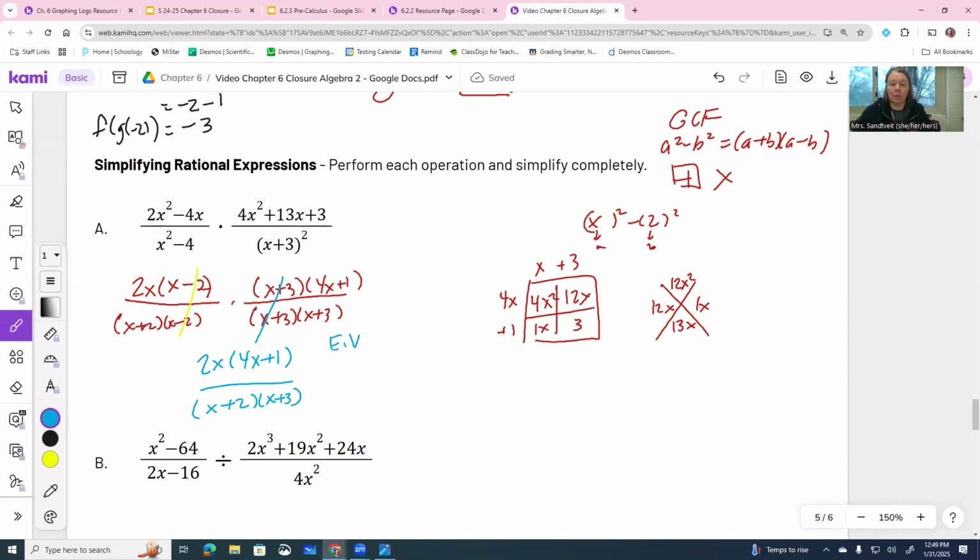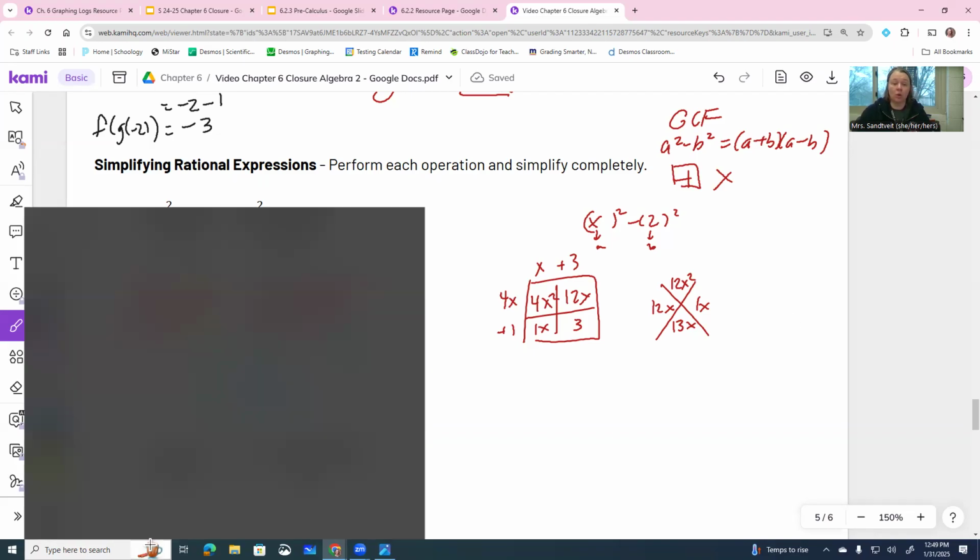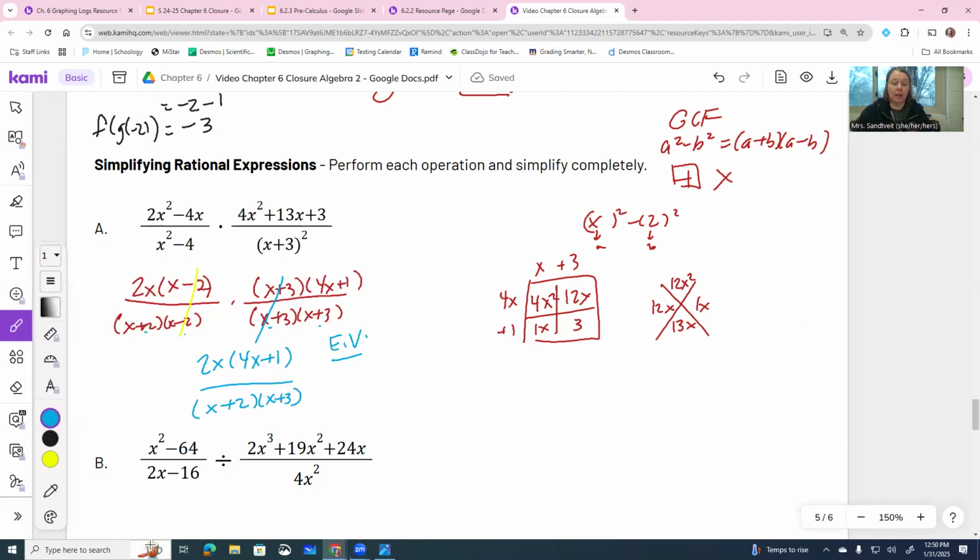Remember, when we do these problems, we also talk about the excluded values. Those are the things that can't be included because they would make our bottom 0. So from the beginning here, what would make our bottom 0? -2, 2, -3. Right, so my excluded values are 2, -2, and -3.